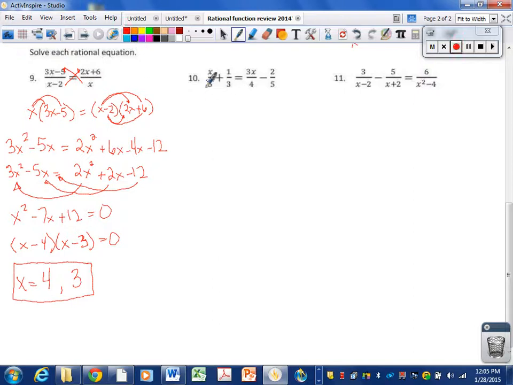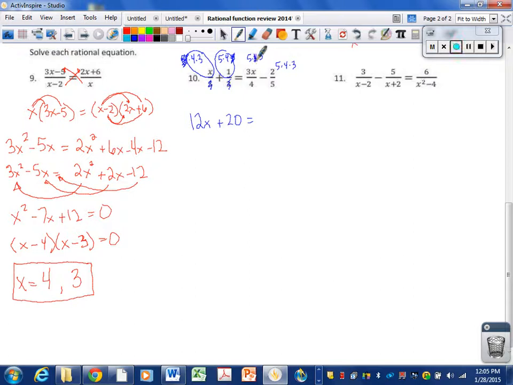This one's denominators: we have a 5, a 3, a 4, and a 5. So the LCD is 5 and 4 and 3, and each term gets multiplied by it. So we cancel out the 5. 4 times 3 times x is 12x. Cancel out the 3. 5 times 4 times 1 is 20.